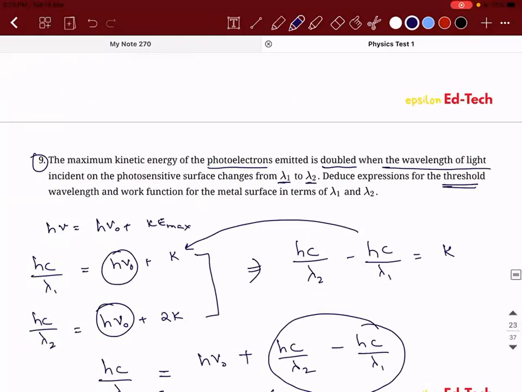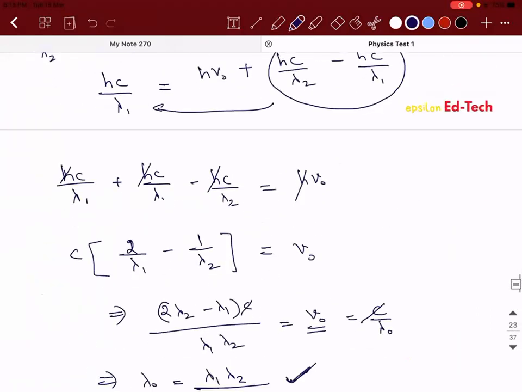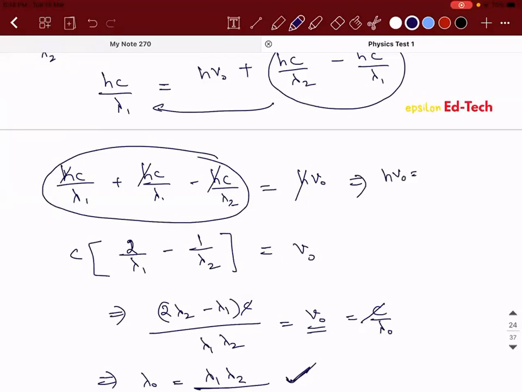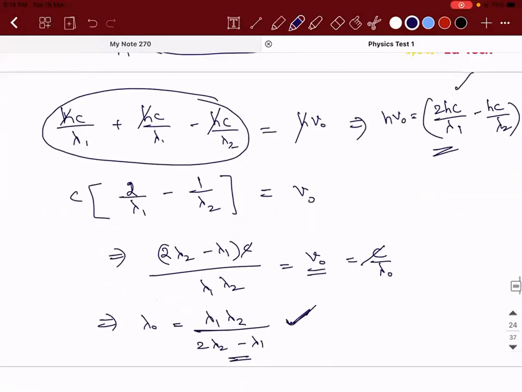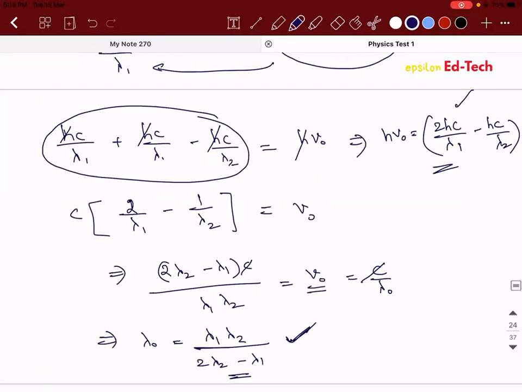And you need to find the work function of the metal as well. So work function is this thing only, without cancelling h. So work function h nu naught is equal to 2hc by lambda1 minus hc by lambda2. So this is the work function. You need not memorize these formulae. It is all about how you bring in the relation. These are all little standard problems. Unless you know the basics, you'll not be able to solve them. Is it clear, guys? Yes, sir.